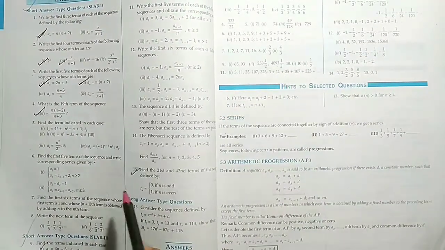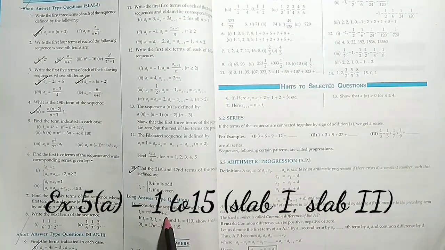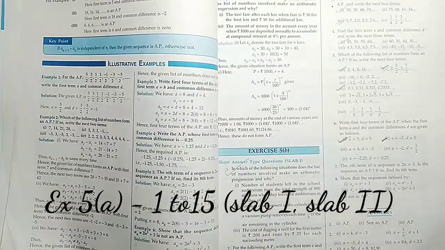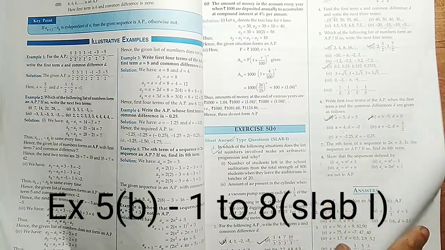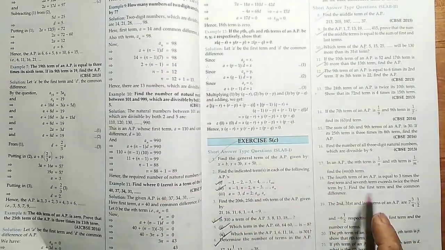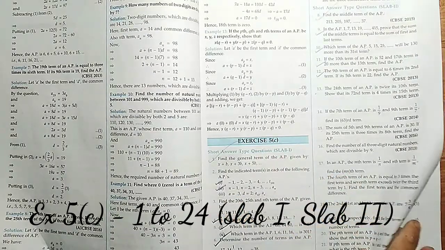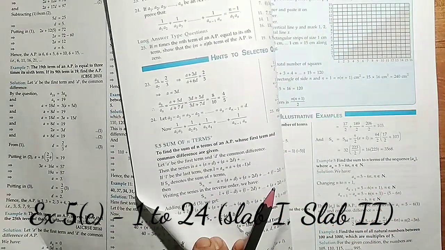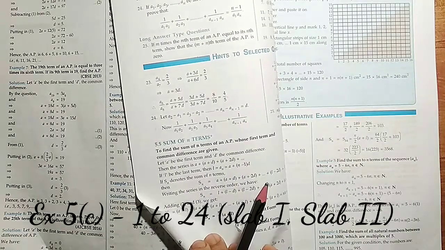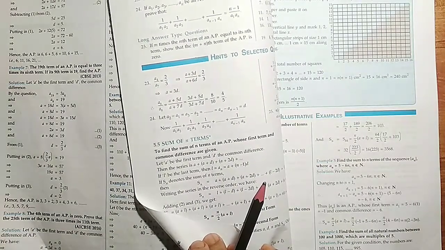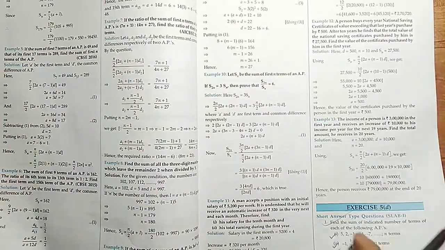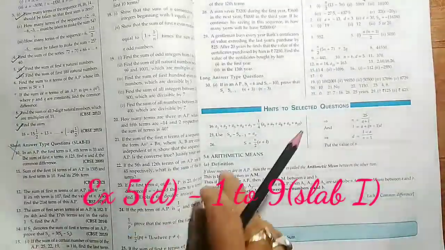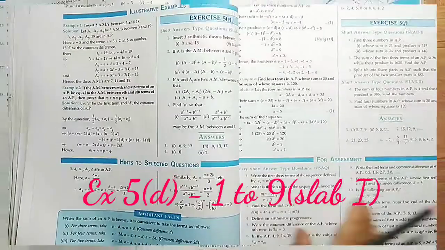5A, you have to do all the sums from 1 to 15. Question number 16 is not required. For 5B, you have to do all the sums starting from 1 up to question number 8. 5C, you have to start from 1. All these sums are required up to question number 24. Though 22, 23, 24 are not so important for exam purpose, as per the syllabus you have to prepare up to 24. For 5D, you have to prepare from 1 up to number 9, and that's all for chapter 5.